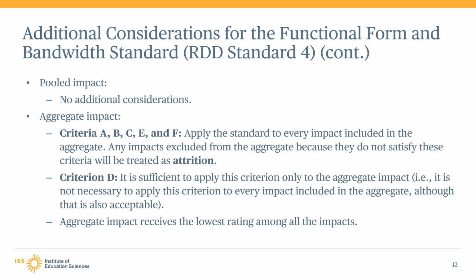And then finally, when applying criterion D of the Functional Form and Bandwidth Standard to those studies reporting aggregate impacts, it is sufficient to apply this standard only to the aggregate impact. So in other words, it's not necessary to apply criterion D to every impact included in the aggregate, although showing robustness for every individual impact is also acceptable.